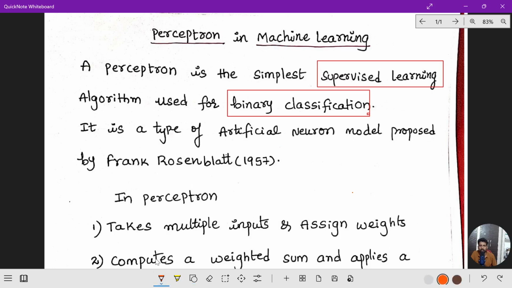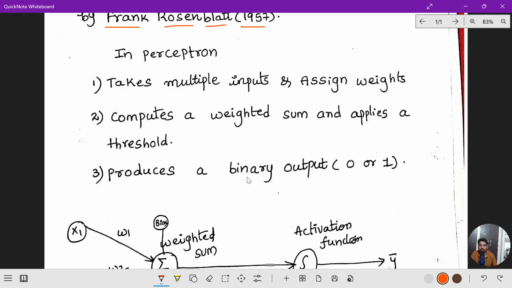Next we will see, it is a type of artificial neuron model proposed by Frank Rosenblatt in 1957. Okay, so as per the definition, Perceptron is a supervised learning algorithm and it is used for binary classification. It is a type of artificial neuron model and it was proposed by Frank Rosenblatt in 1957. Okay, so let us move to the next step.